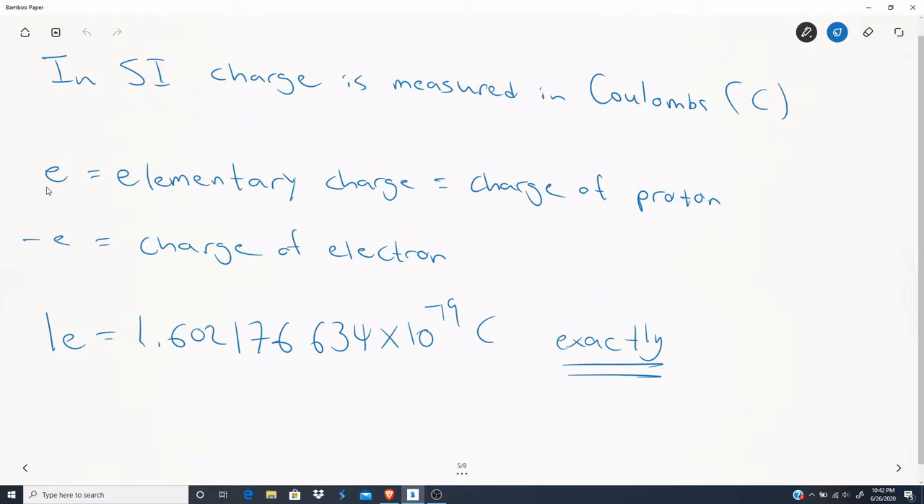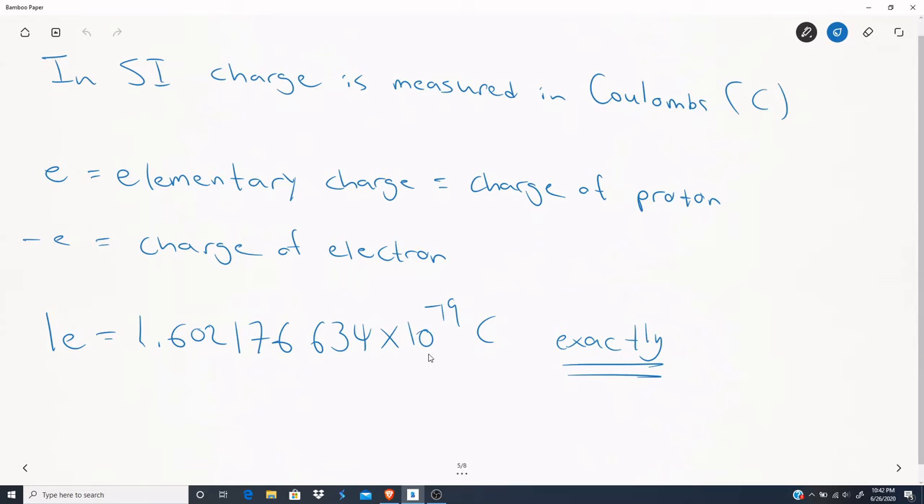So e is used to represent the elementary charge, and this is the amount of charge that a proton or an electron will have. A proton has a charge of positive e, and the electron has a charge of negative e. Before the redefinition, in terms of the old definition of the coulomb, the elementary charge was measured to be 1.602176634 times 10 to the negative 19 coulombs.